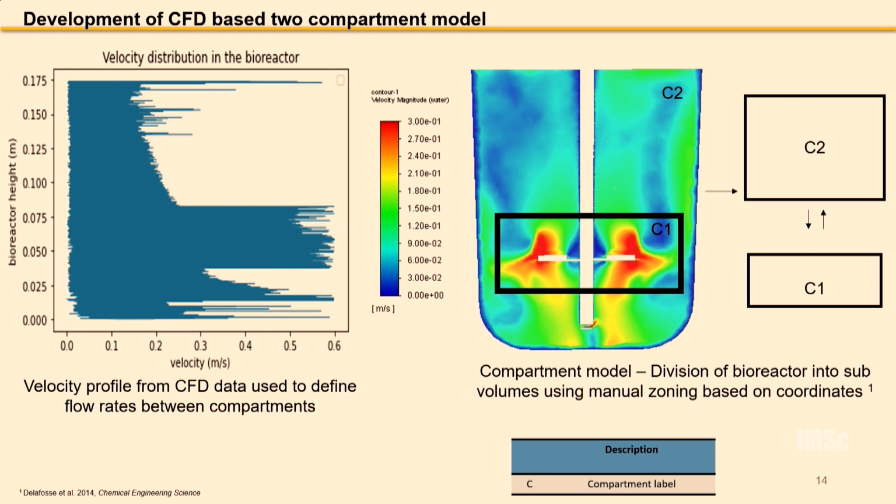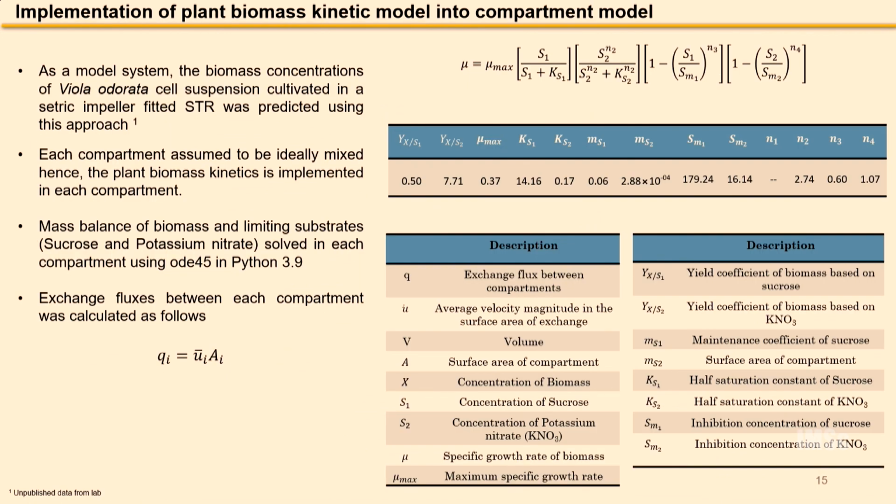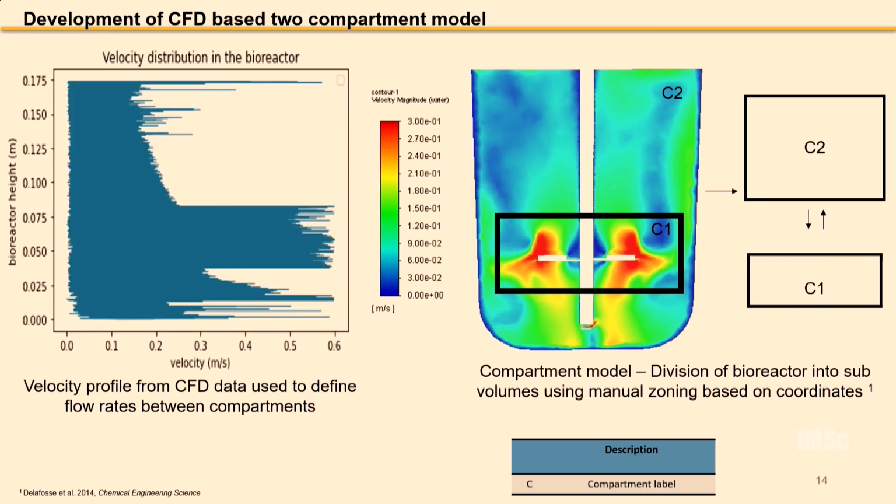So this will be compartment 1 and compartment 2. We divided the compartments based on the velocity data. This is an initial approach where we have used only two compartments. When we divided it, we assumed that each compartment has uniform mixing. Based on that, we took a kinetic model which was established in our lab for Viola odorata cell cultures, and we calculated the flow rates of exchange between these two compartments, assuming uniform mixing within each compartment.